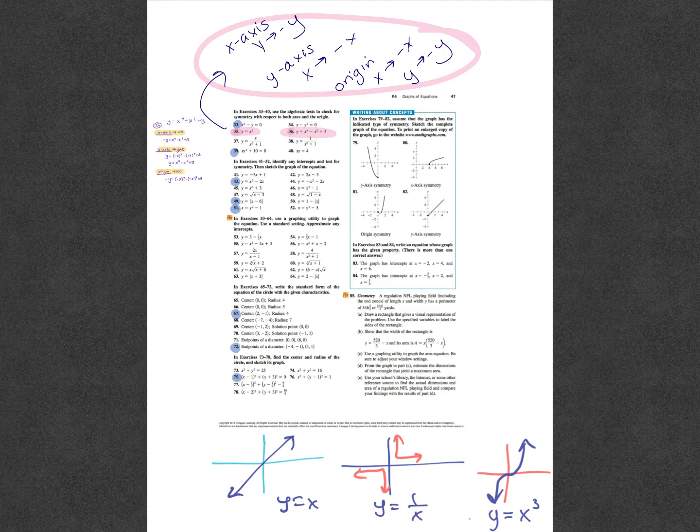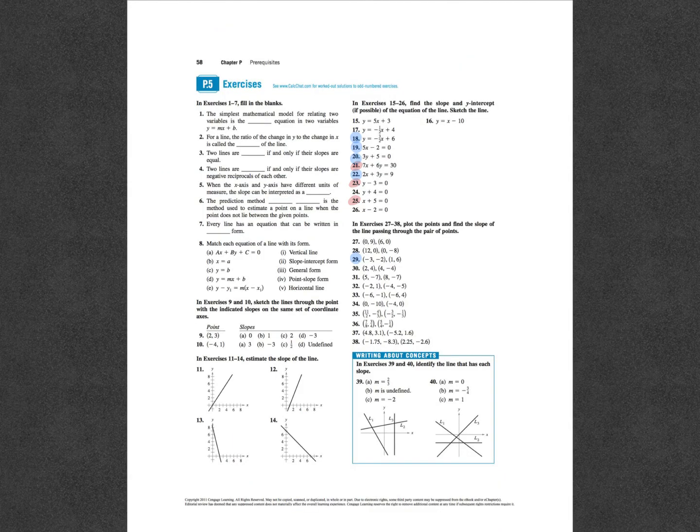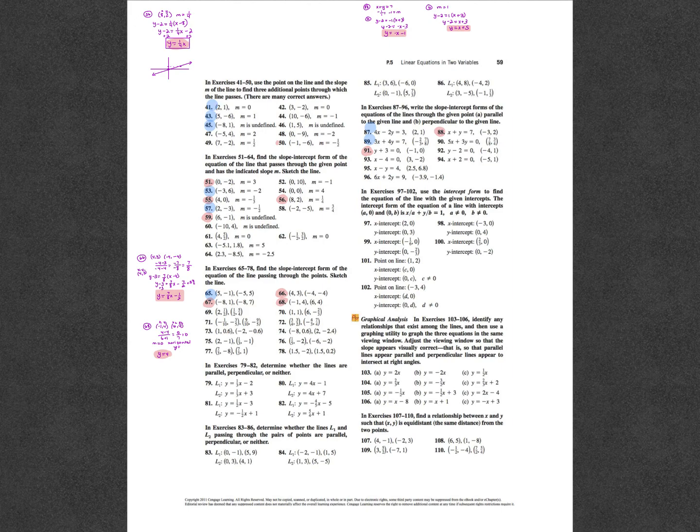Everybody's good on that stuff? All right, then came P5, which was all the equation stuff. So your slope, finding the equation given the point and the slope, finding the equation given 2 points, finding the equation of something that's parallel or perpendicular given a point and slope, that kind of stuff. So those are all odds, and then here the evens are on here.